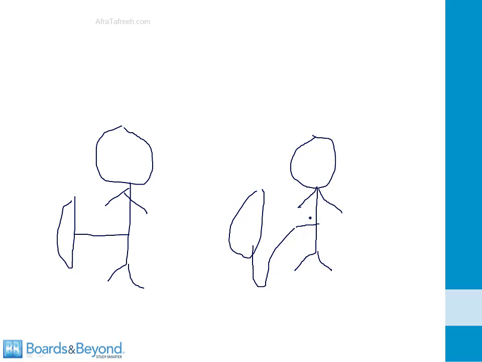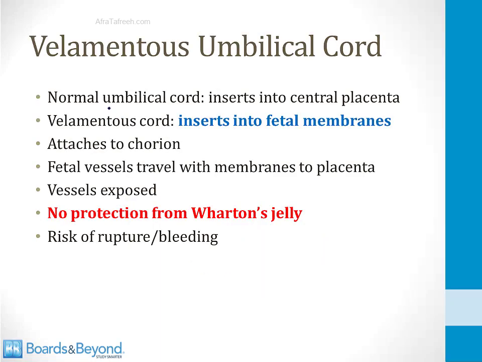So the problem here is that Wharton's jelly is only present in the umbilical cord, which stretches from here to the membranes. There's no Wharton's jelly protecting the fetal vessels as they travel with the membranes, and that leaves them prone to rupture. So I've summarized these points on this slide.